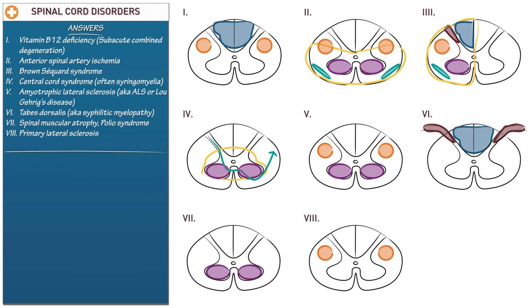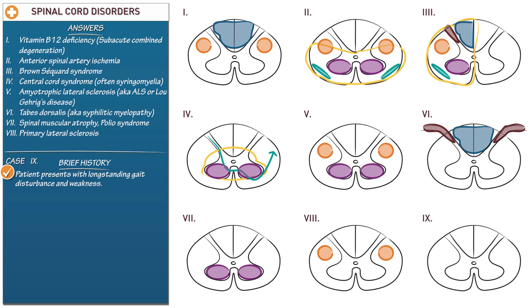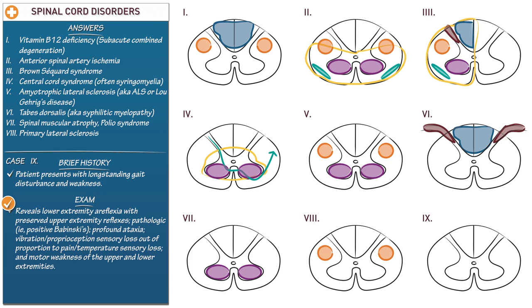Case 9. Patient presents with long-standing gait disturbance and weakness. Exam shows lower extremity areflexia with preserved upper extremity reflexes, pathologic, meaning positive, Babinski's, profound ataxia, vibration proprioception sensory loss out of proportion to pain temperature sensory loss, and motor weakness of the upper and lower extremities.